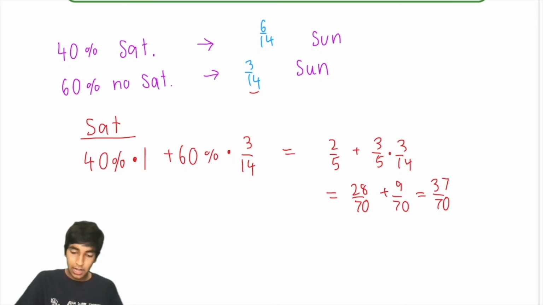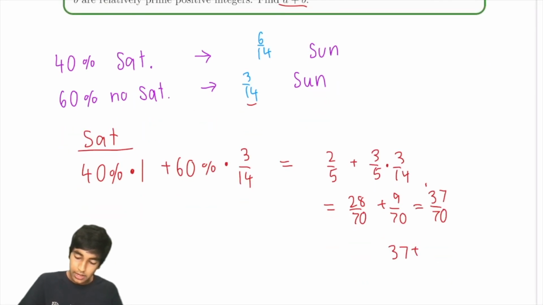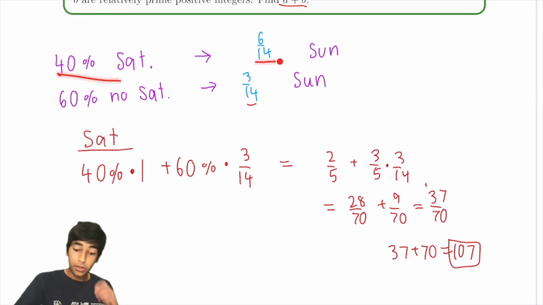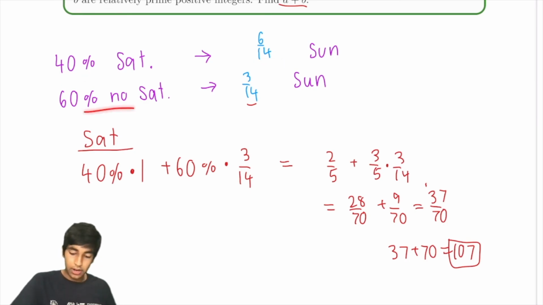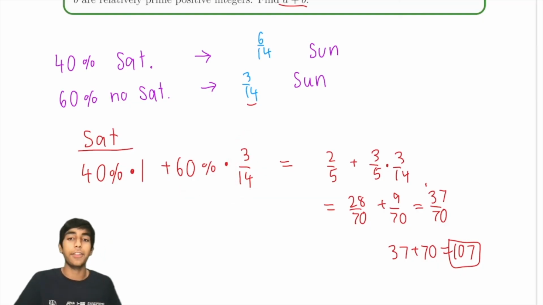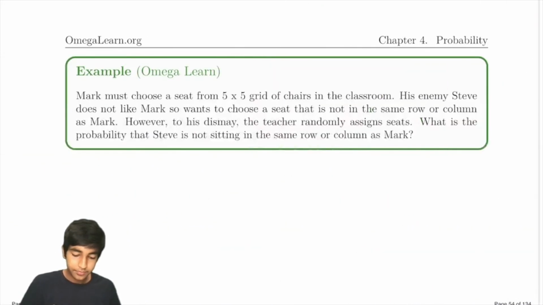Therefore, because 37 over 70 is our probability, and it says A over B, find A plus B, so 37 plus 70 is 107. And this is going to be our answer for this problem. The key idea was seeing, if it did rain on Saturday, what's the chance of raining on Sunday? And if it didn't, what's the chance? Then we solved our equation and found the probabilities. If it did rain on Saturday, it's guaranteed to rain at least one day. And if it didn't, then there's a 3/14 chance it will rain on Sunday. And we get 107.